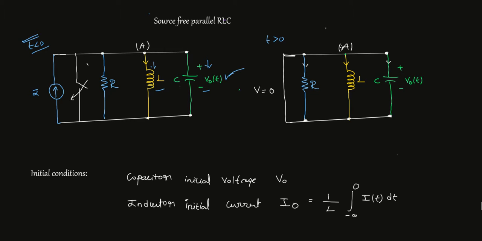This is our assumption, and then we suddenly turn on the switch at t equal to 0. If you turn on the switch, a dead short circuit happens here, so this current source will be eliminated. The circuit will look like this at t greater than 0, with a short circuit here. Our main aim is to find the output response, that is, the output voltage response. So let us solve.